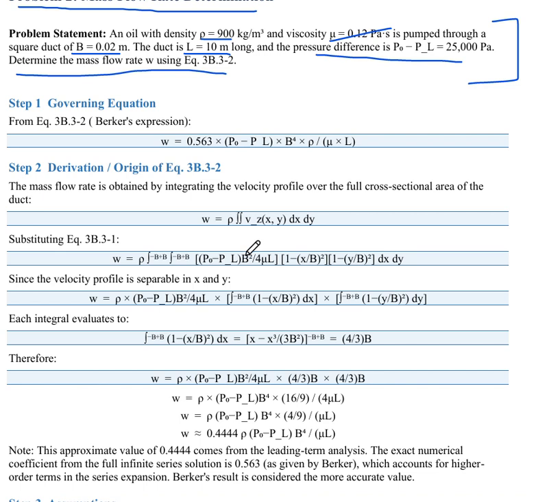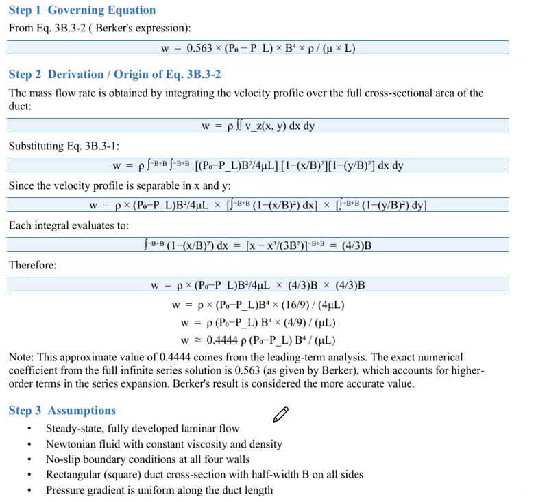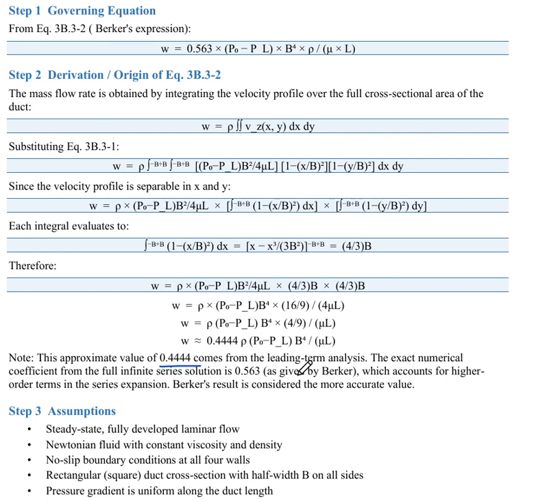Key concept here is that it explains the origin of Burke's equation, while a basic integration of the velocity profile yields a coefficient of 0.0444. The more accurate value of 0.563 is used because it accounts for a full infinite series expansion.